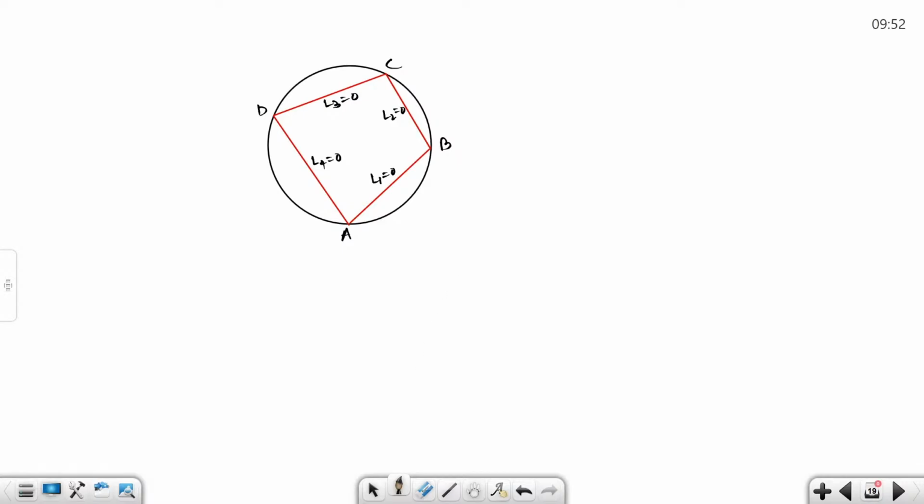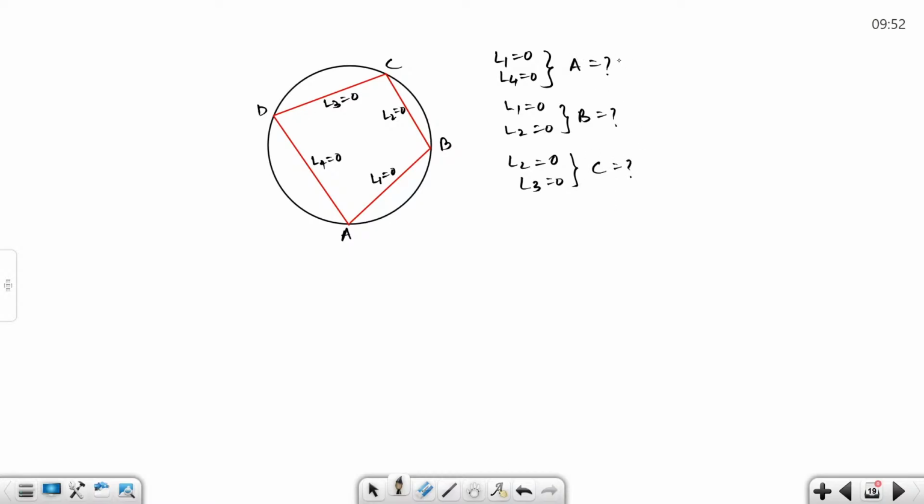Tell me the basic method: how will you solve it? How to find the equation of the circumcircle by the basic method? All I will do is solve L1 equals 0 and L4 equals 0 to get the point A. Then I will solve L1 equals 0 and L2 equals 0 to get the point B. And then I will solve L2 equals 0 and L3 equals 0 to get the point C.